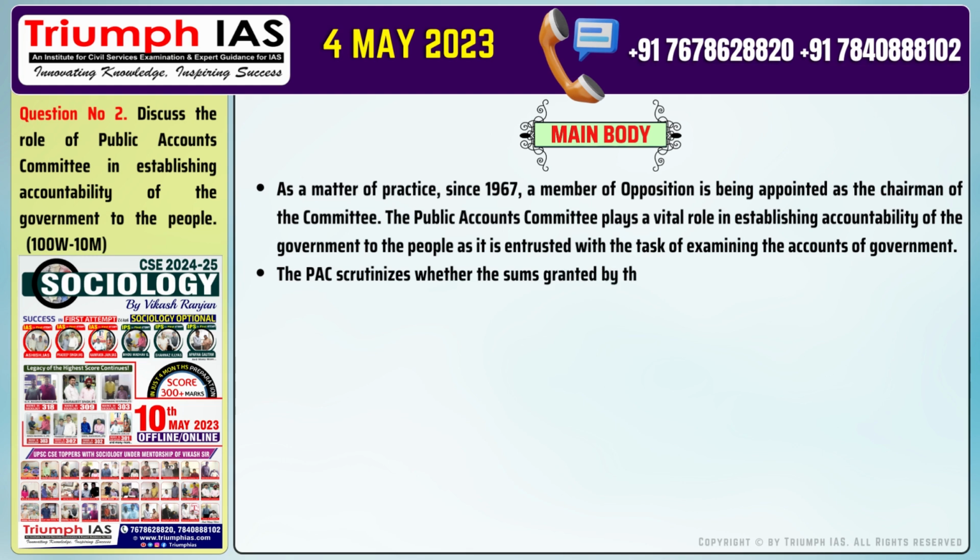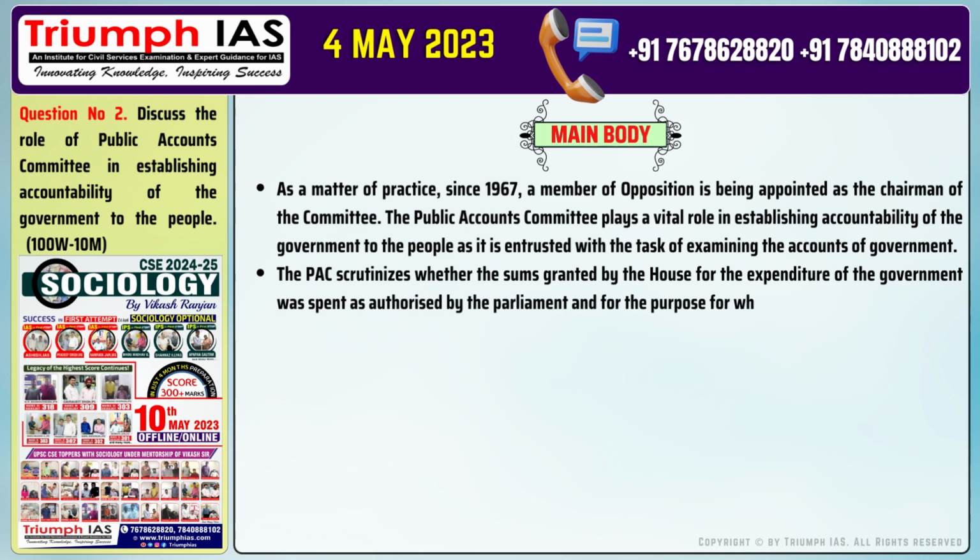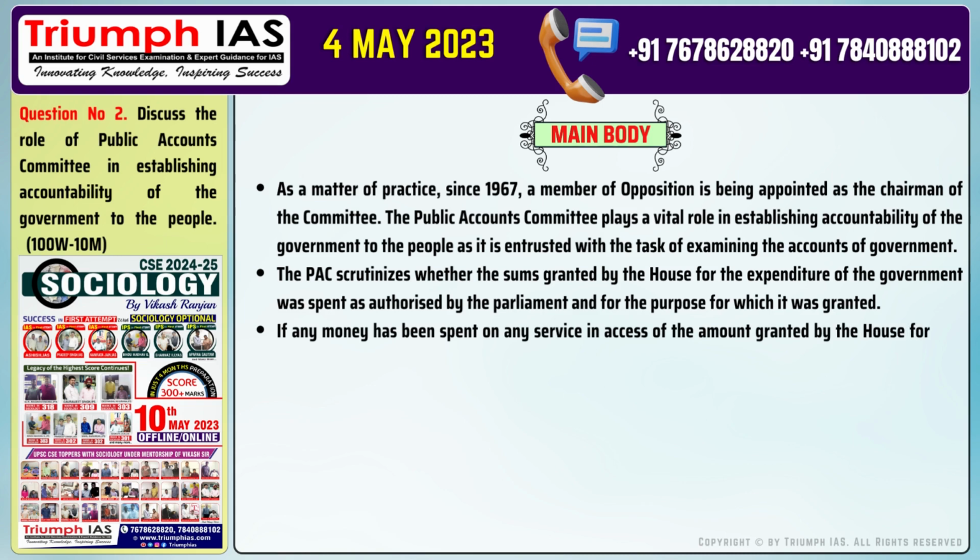Number 2. The PAC scrutinizes whether the sums granted by the House for the expenditure of the government were spent as authorized by the Parliament and for the purpose for which they were granted. Number 3. If any money has been spent on any service in excess of the amount granted by the House for that purpose, the PAC examines the circumstances that led to such excess.